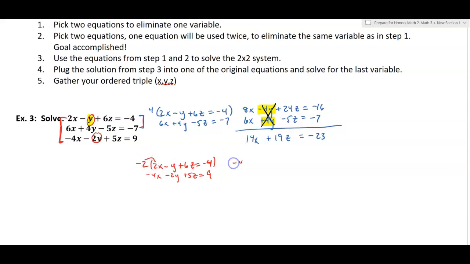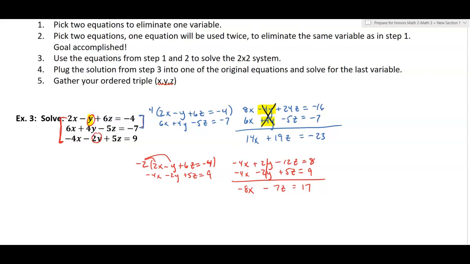Negative 2 times 2x is negative 4x. It's going to give you plus 2y minus 12z equals 8. Then carry the bottom one down: negative 4x minus 2y plus 5z equals 9. That would give me negative 8x minus 7z equals 17.